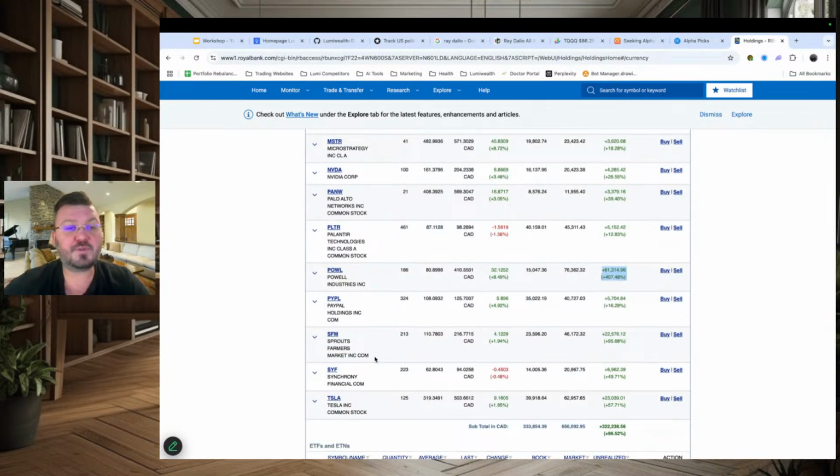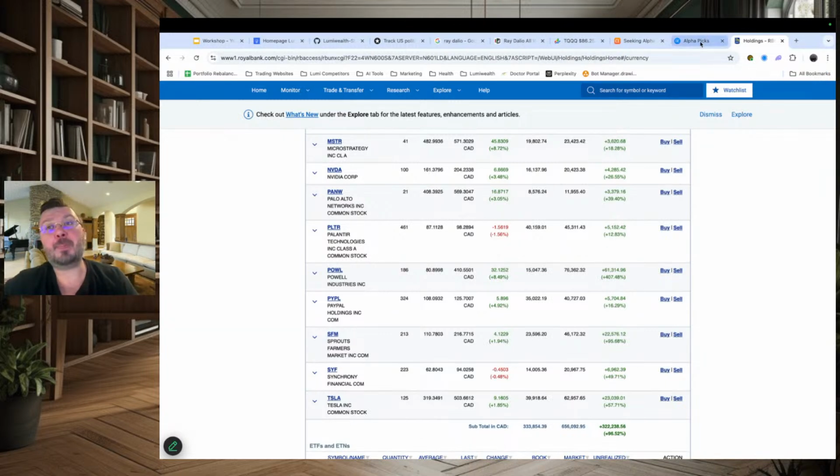Another one, Sprouts Farmers. This one I bought more recently, maybe 2-3 months ago. Put in $23,000. It is now almost doubled to $46,000. Synchrony Financial, I put in $14,000. It's now up to $21,000. That's a 50% return. And I think I bought this only about a month or two ago, right? Really, really damn good picks. These guys have a knack for picking really good companies.